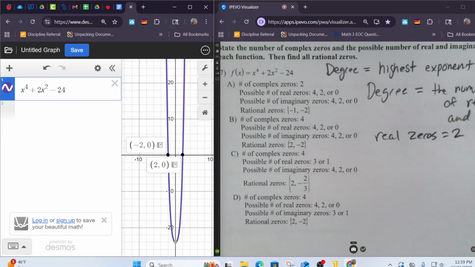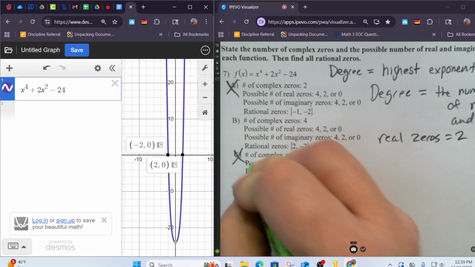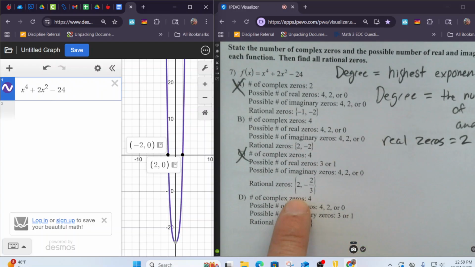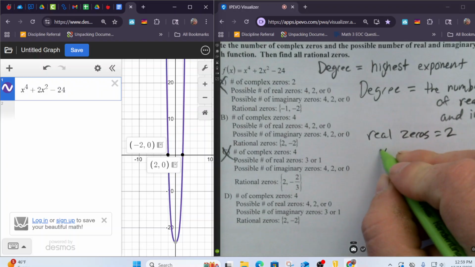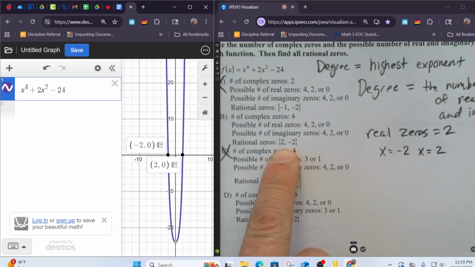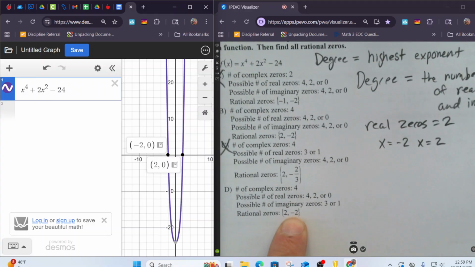So guys, knowing that, which 2 can I cross out? A and C. For the fact that my real zeros are not the same. I've got one at x equals -2 and x equals +2. That one has those zeros in it. That one has those zeros in it. Okay?